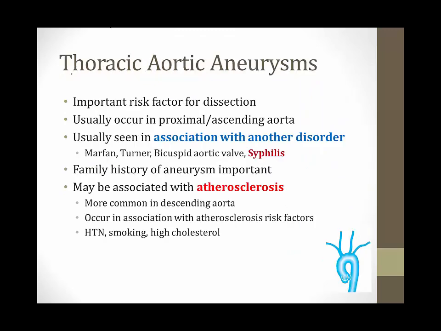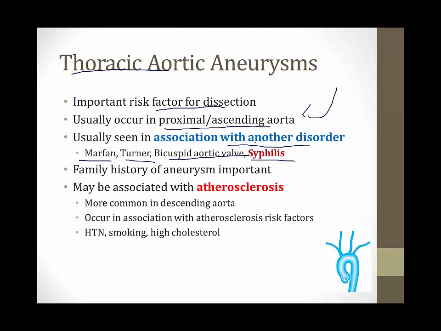So first let's talk about thoracic aneurysms. These are an important risk factor for dissection. Patients with thoracic aneurysms are at greater risk for developing a dissection. They usually occur in the proximal or ascending aorta. Remember what I told you before? This is where the tension is highest. And usually thoracic aortic aneurysms are seen in association with some other disorders. So they're seen in patients who have Marfan syndrome, Turner syndrome, bicuspid aortic valve, or syphilis.